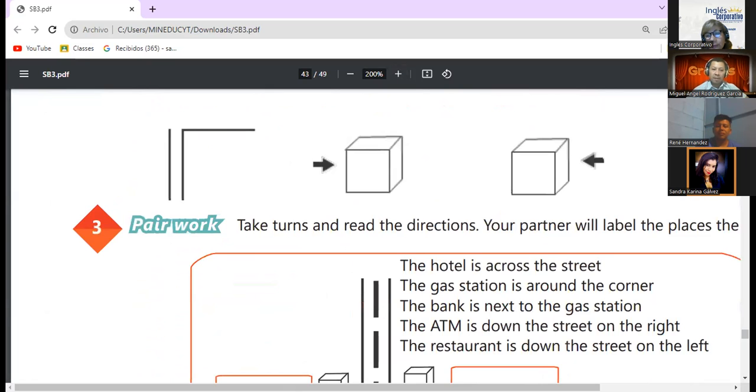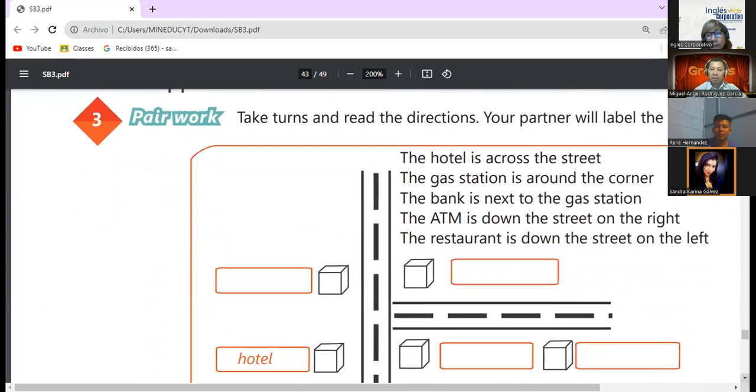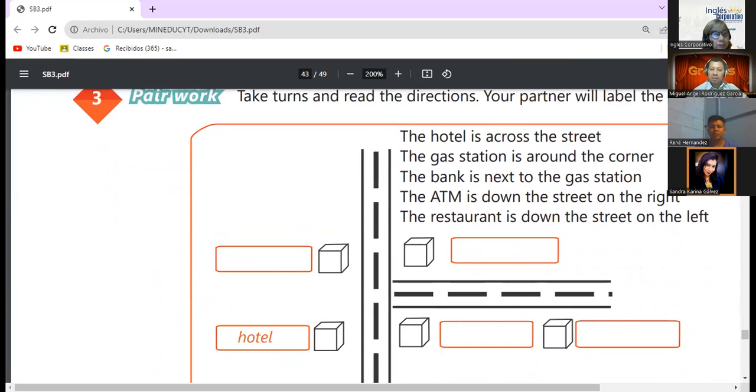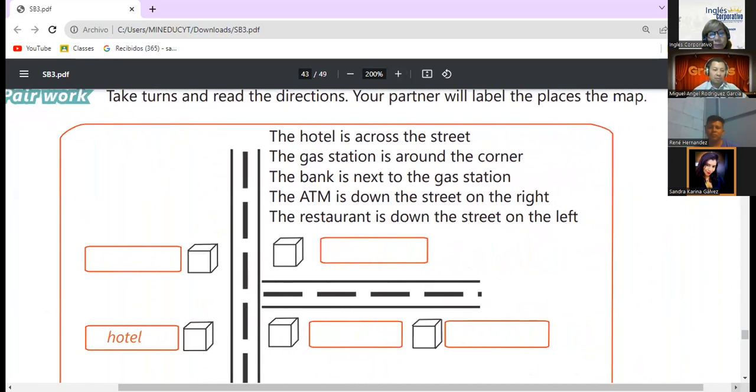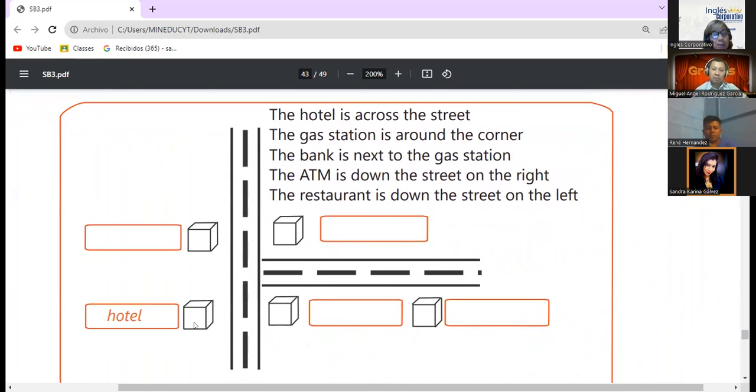Look at this map. What you are going to do? Okay, first, look at the hotel. The hotel is across the street. Where you are here, right? You are here in this point. Here you are.